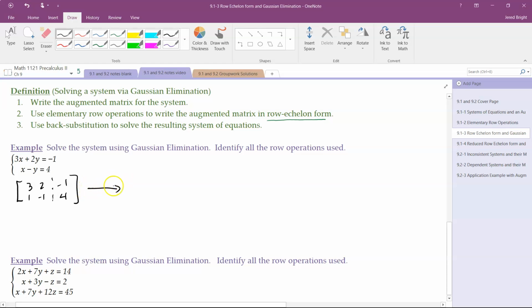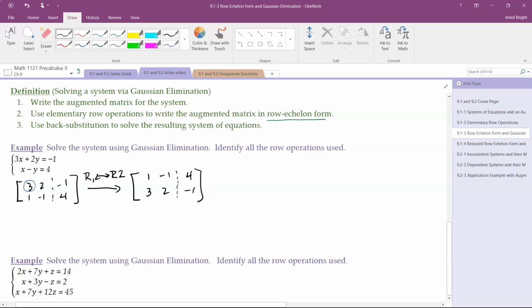What I'm going to do is an arrow to indicate the next stage, and I'm also going to indicate the row operations I'm going to do. The first one is to interchange row 1 and row 2 because I want this upper left entry to be a leading 1. Currently it's a 3. If I interchange those rows, then I get a leading 1. So 1, negative 1, and 4, and 3, 2, minus 1.